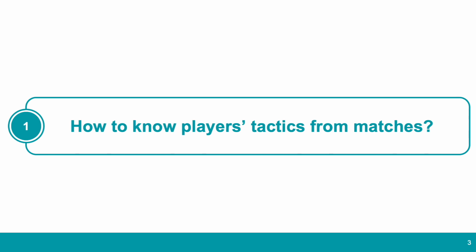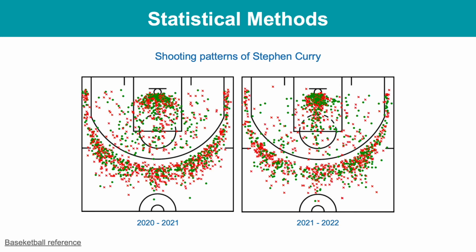First, how to know players' tactics from matches. The simple method is to collect historical records to visualize and analyze the results. For example, if the goal is to investigate the shooting patterns of Stephen Curry between two seasons, we can collect the data and observe the similarities and differences between the visualizations.